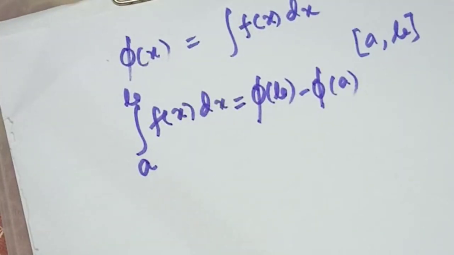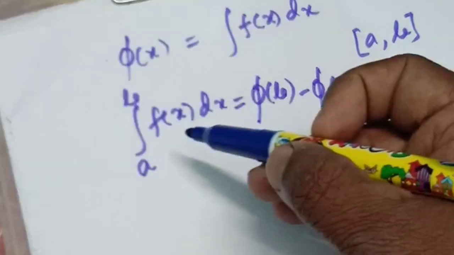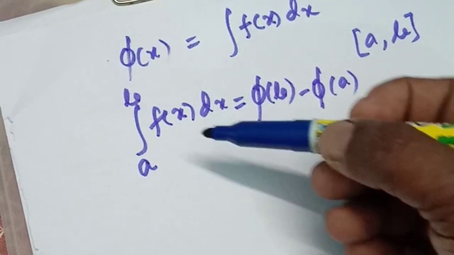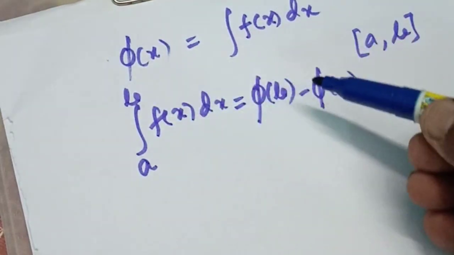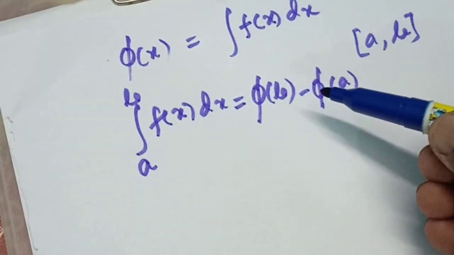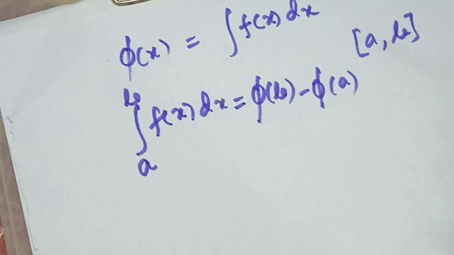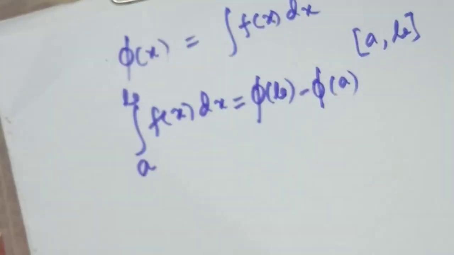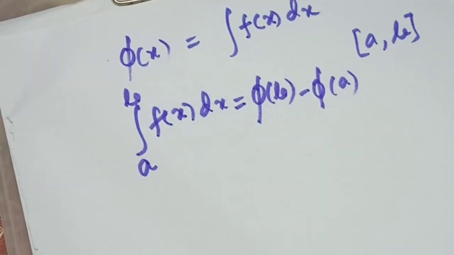This is how we denote a definite integral, and its value is phi of b minus phi of a. That means whatever is the integration of f x, we find out the value of the integration at the upper limit and subtract it with the value at its lower limit. This a is the lower limit and b is the upper limit. These numbers a and b are the lower limit and the upper limit.